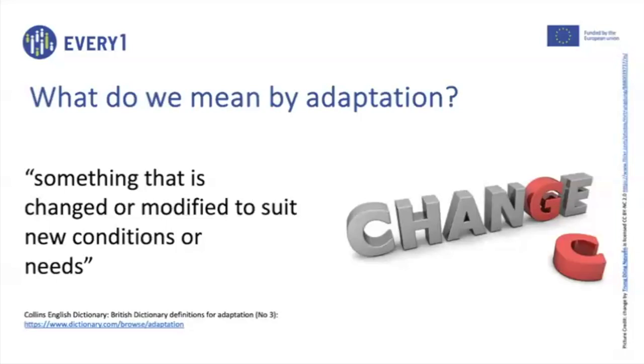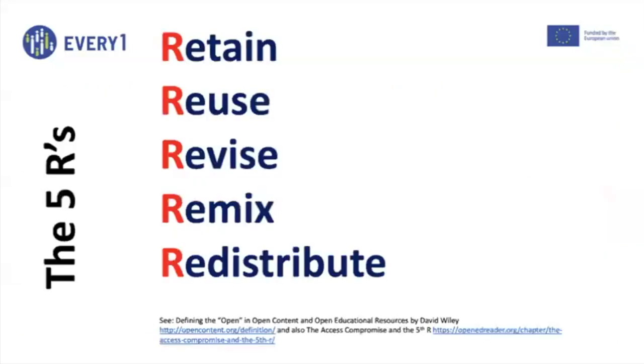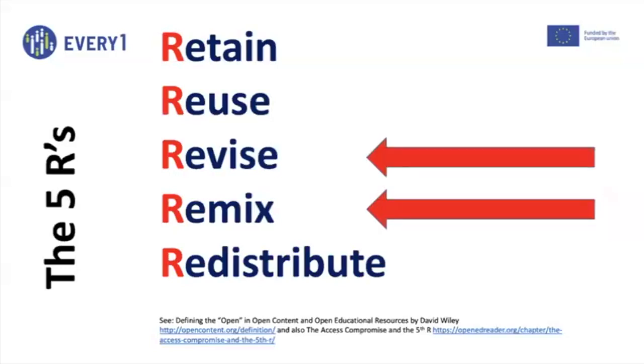So let's take a closer look at change and modification and the different forms it can take. But first of all, let's take a quick look back at the 5 R's. The 5 rights, when we're thinking about what makes something open, when we think about open educational resources. And here you can see it's the right to retain, to keep a copy, to reuse a material, to redistribute it, to share it, but also critically to revise and remix.